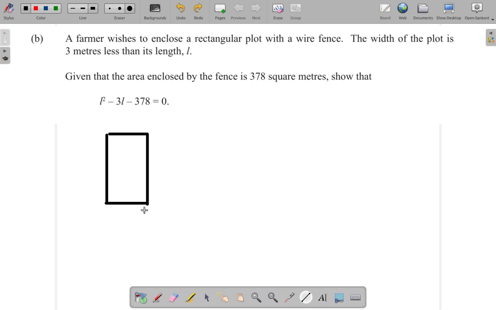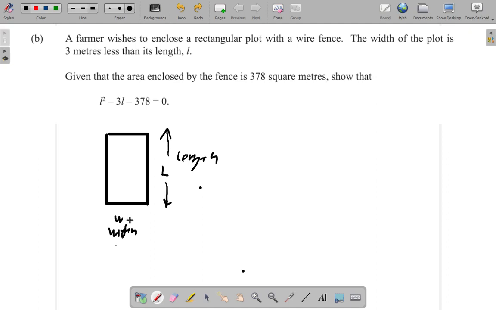Say this is the plot, and the width of the plot is 3 meters less than its length, L. Let's call across here the width, so this is the width, and up here, up and down, the length. So the length is L. All the way from here to here is L.